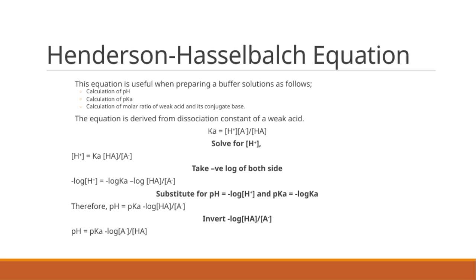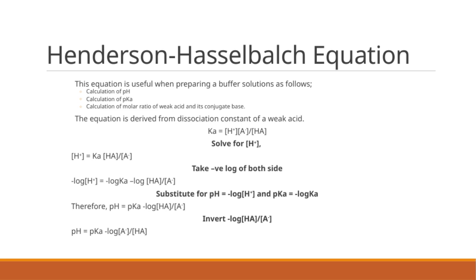The equation itself is derived from the dissociation constant of a weak acid, which is expressed as Ka equals the concentration of hydrogen ions times the conjugate base over the weak acid itself. To manipulate this, we solve for the hydrogen ion concentration, H+, which gives us Ka times the concentration of the weak acid divided by the conjugate base.